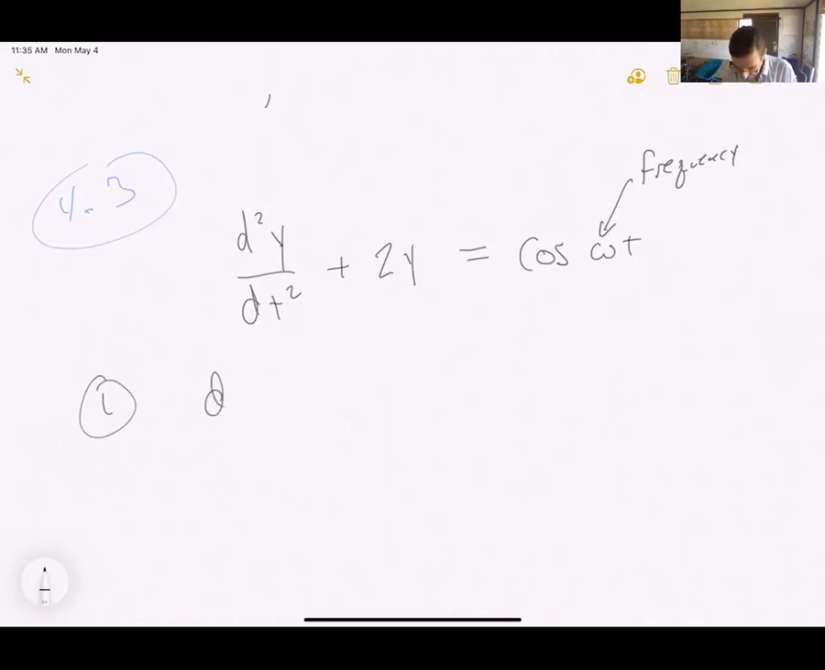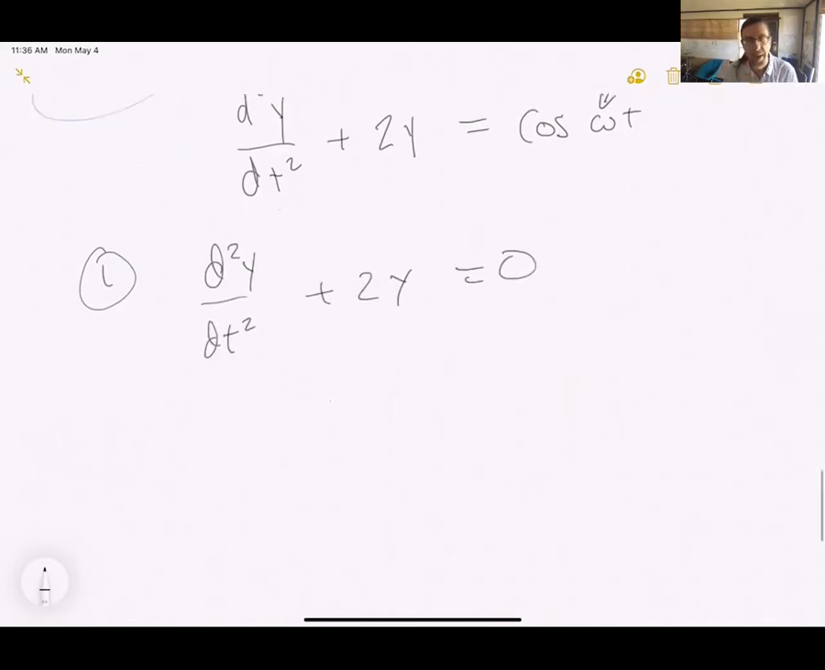So we set up d squared y dt squared plus 2y equals 0. And again, the way we're going to do that is by introducing another variable, dv dt. Oops, that's not right.